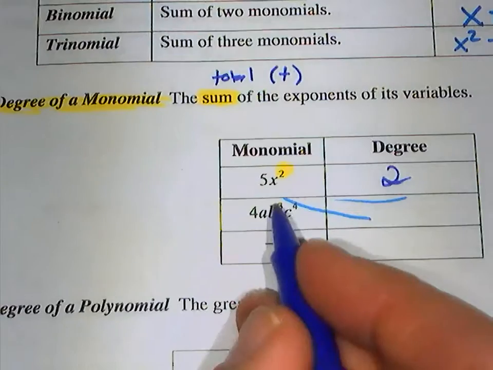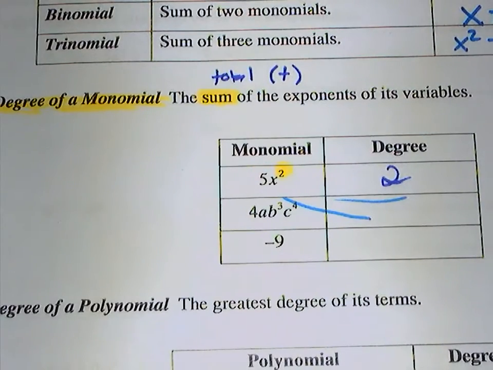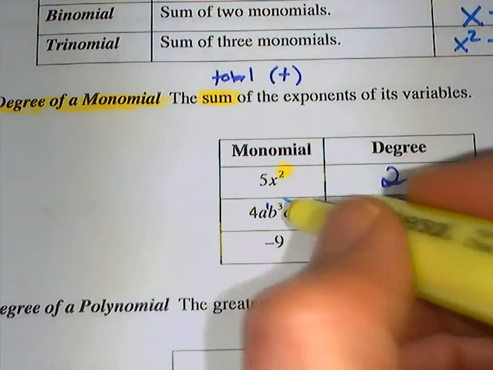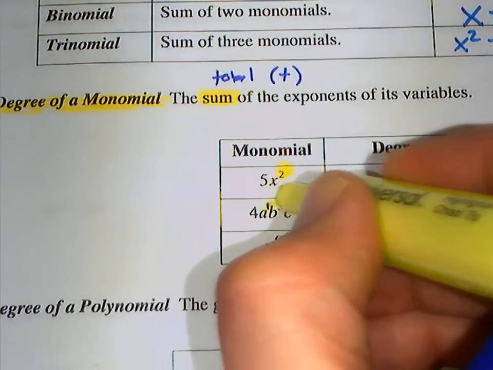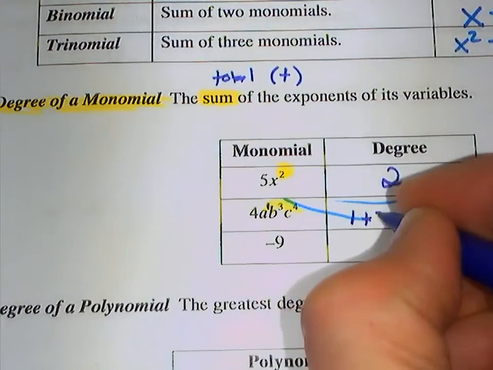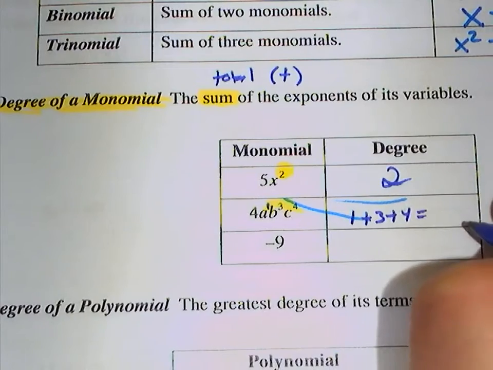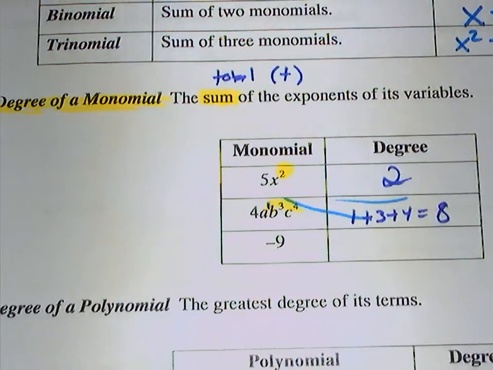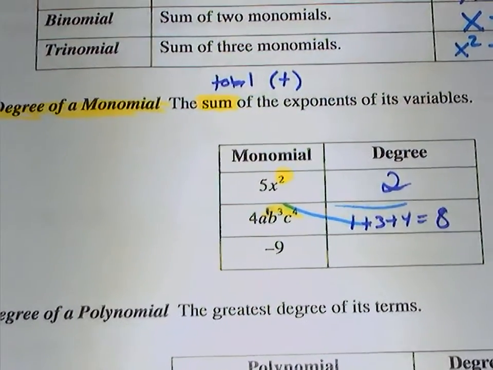All right, what's the exponent for a, y'all? 1. Let's put a little 1 there so you don't forget about it. And now take all the variables' exponents and add them together. So all these little numbers here. So I got 1 plus 3 plus 4, and that's how much? What is that guy? 8. So we would say that has degree 8 for that monomial.